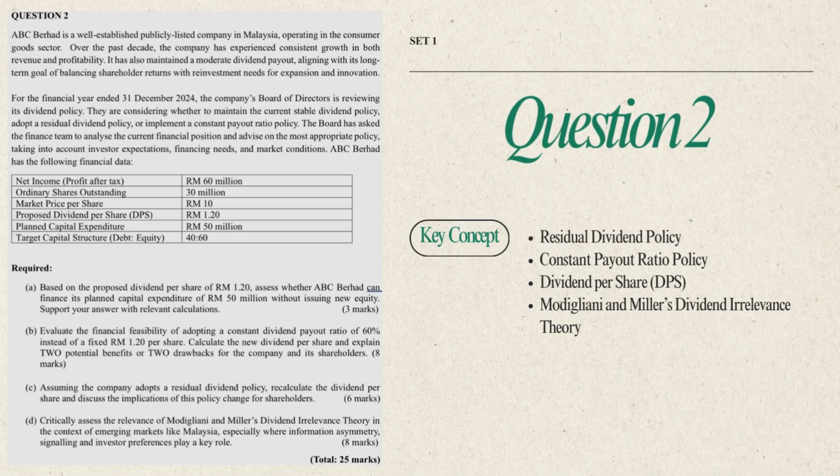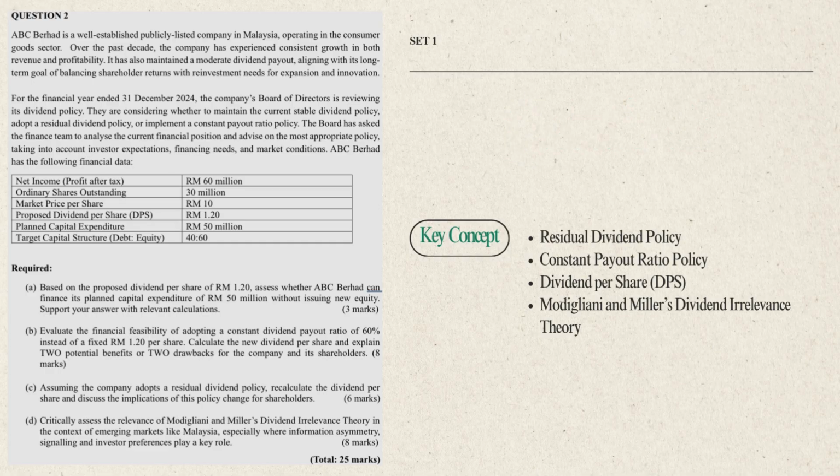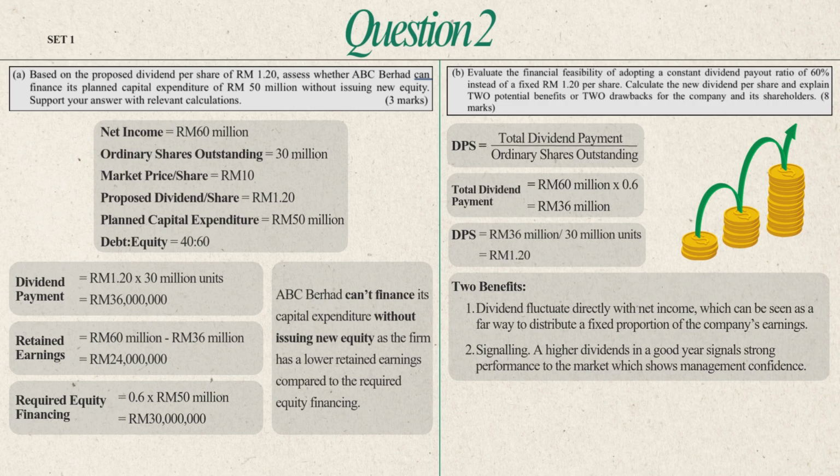Question 2. The key concepts that we identified are residual dividend policy, constant payout ratio policy, dividend per share, and Modigliani and Miller's dividend irrelevance theory. For question A, we want to assess whether ABC Berhad can finance its capital expenditure of 50 million ringgit without issuing new equity based on the proposed dividend per share of 1 ringgit 20 cent.